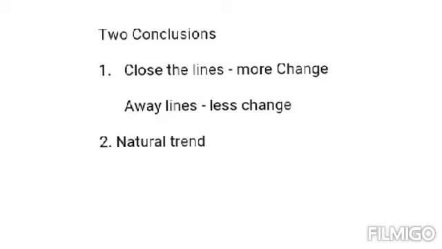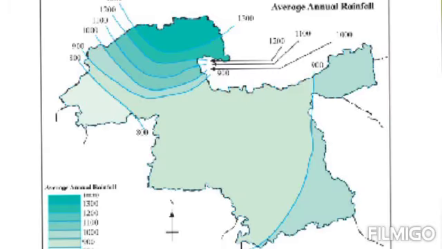Number one is, the closer the lines, the more the change in variable. Steep means more. The closer the lines are, the greater the difference between the two lines, right? And the more the distance between two lines, the less the difference, right? So you can see the map provided here. The closer the lines are, the difference is changing quickly, and the more the distance, the difference is very less, it is changing very slowly, right?